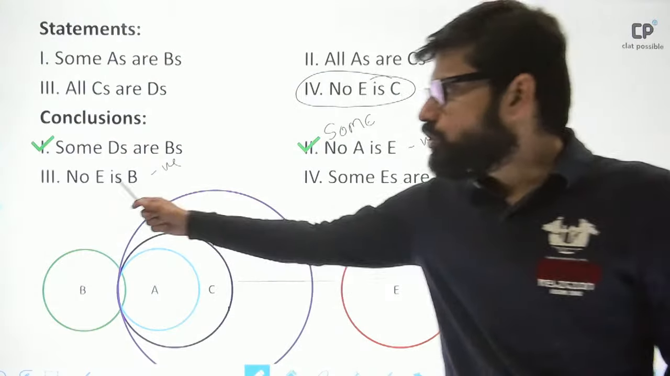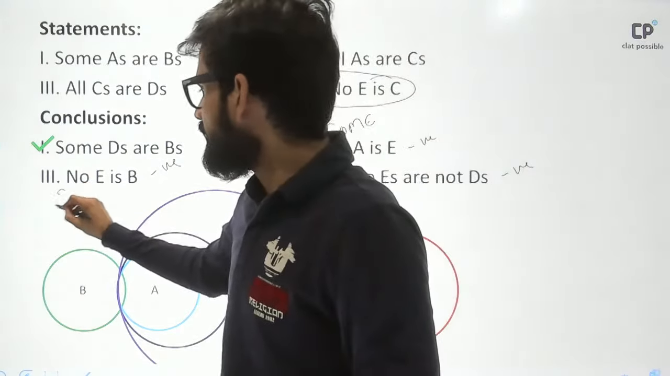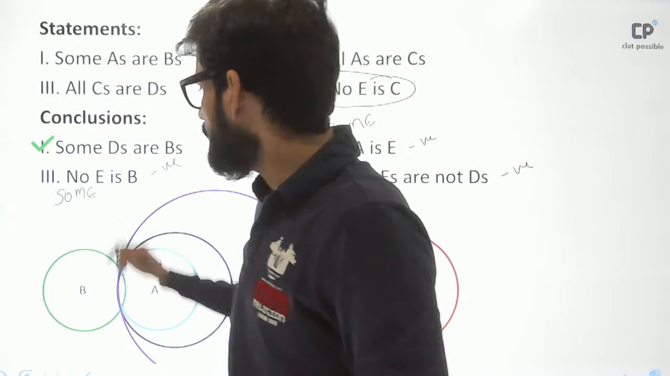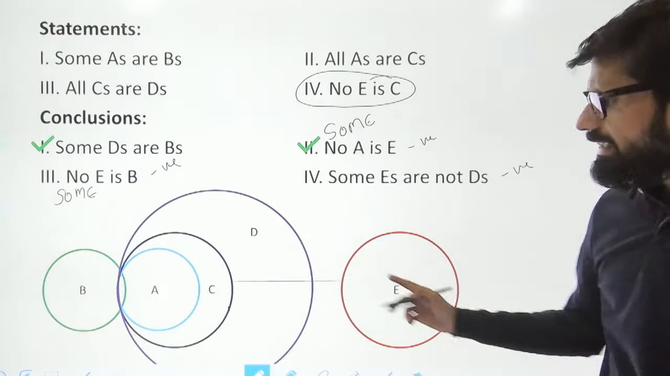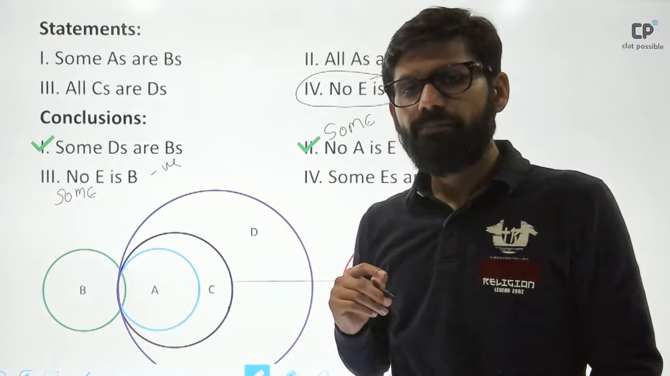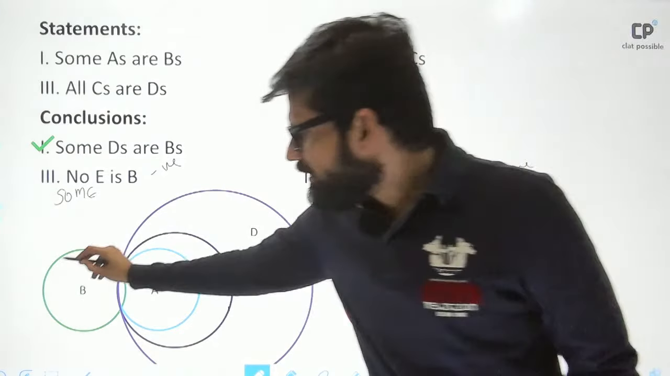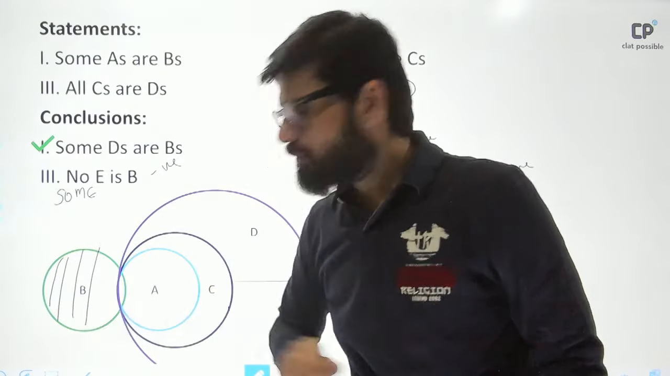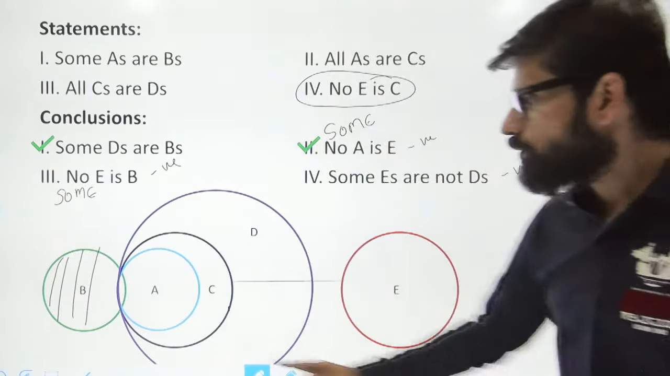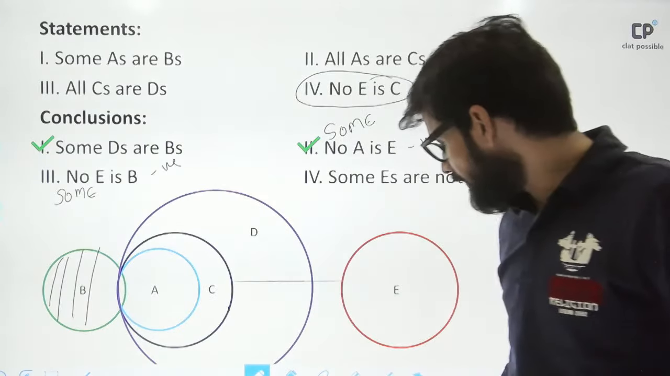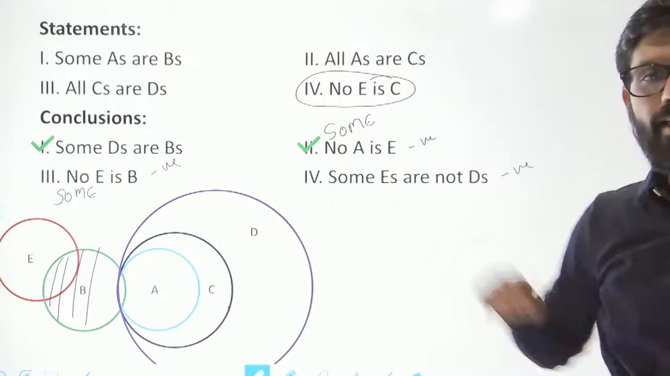Then we have "No E is B." Again, a negative statement, and we just take the "Some E are B" statement and check whether E and B can have an overlap. The only condition is "No E is C," but again, this portion of B, which is barren, which is devoid of C, can overlap with E in this manner. Right? None of the statements gets violated.